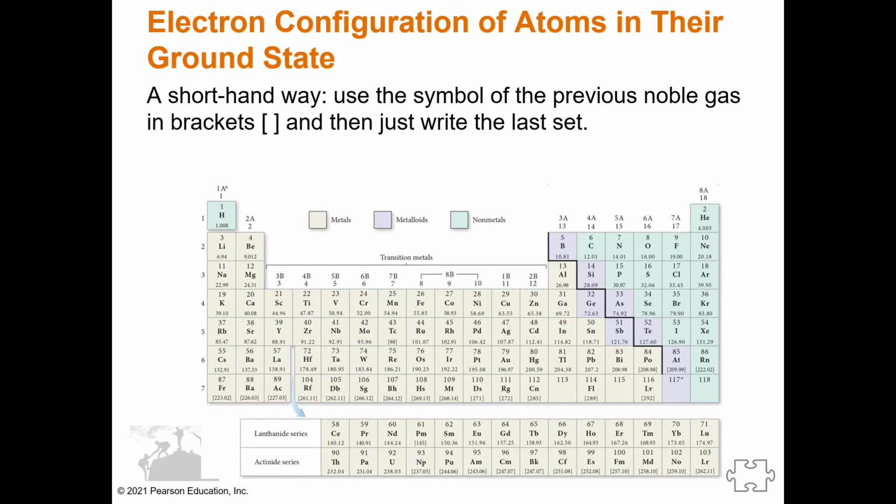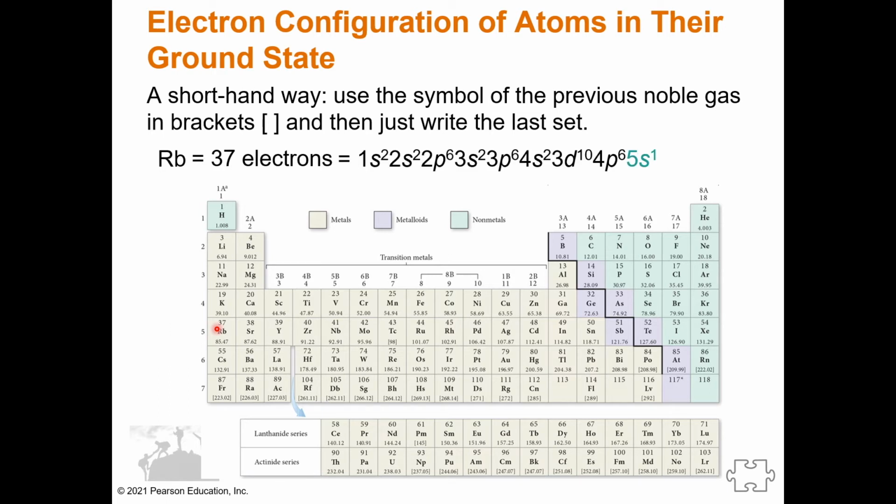There is an easier way to write out very long configurations, and that's using a noble gas in brackets. So here in this example, we have rubidium. Okay, it's in the first column, number 37. So that means we're working with 37 electrons. This is the full electron configuration for Rb.